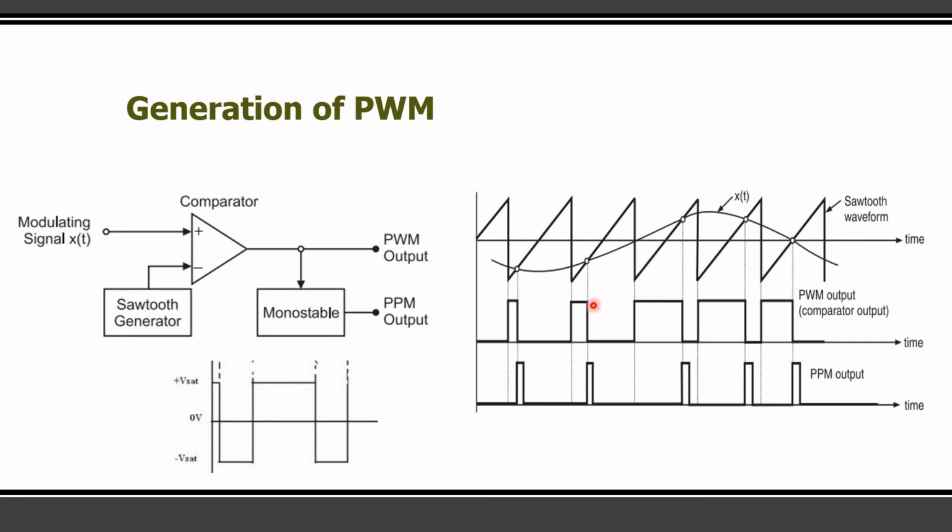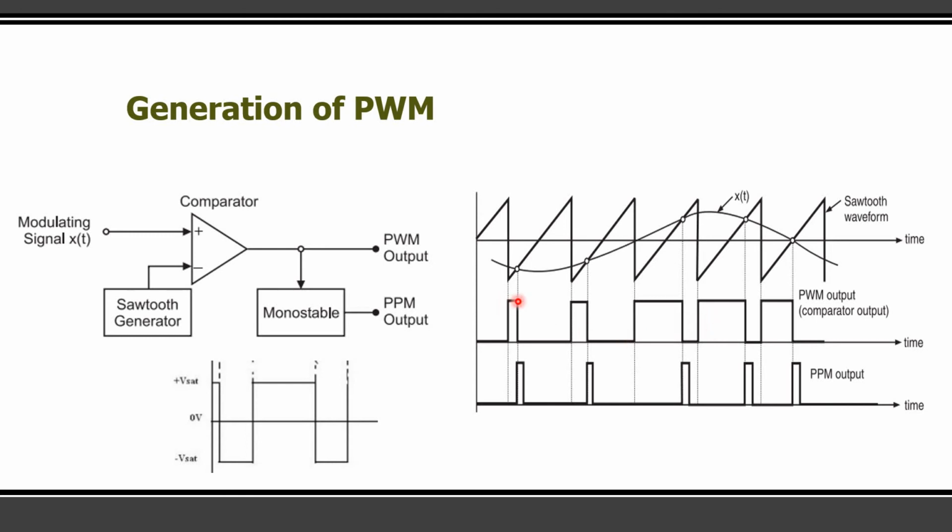So that's why the pulse width modulation is performed by using a comparator. If you apply this pulse width modulated signal to the monostable multivibrator, the resultant output is pulse position modulation. Because in pulse width modulation, the rising edge of each and every pulse is common.